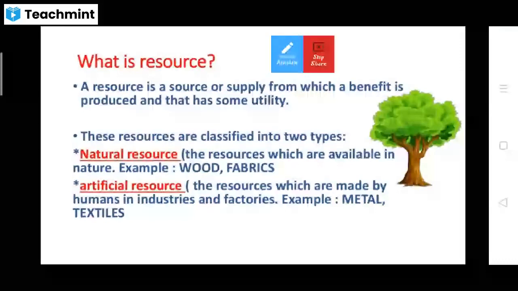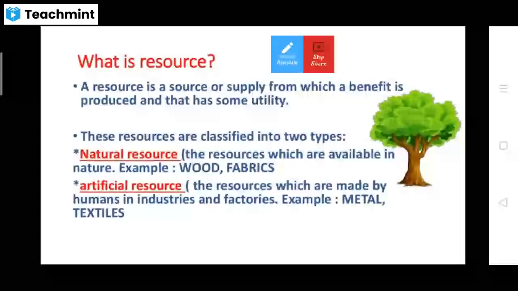For example, as I told you about wood. Wood is what you are getting from plants, from the trees. The wood you get from the tree is nothing but a natural resource. Okay, the second type of resource is artificial resource.